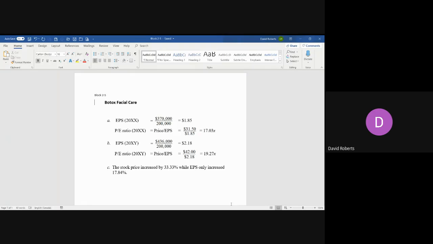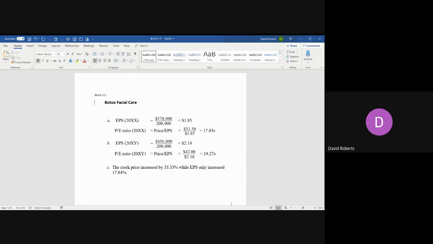So for every dollar of earnings per share, you now have to pay $19.27. So in some ways, it's become more expensive. In 20XX, the earnings per share would cause the share price to be $17.03. In 20XY, $1 of earnings per share would be $19.27, and that could be very much affected by the risk.